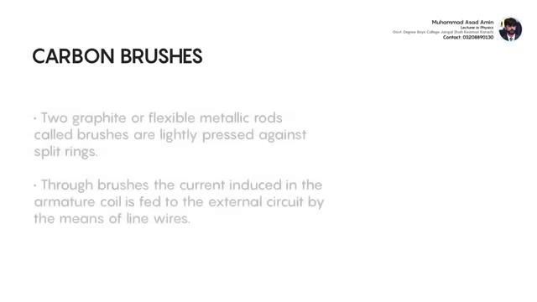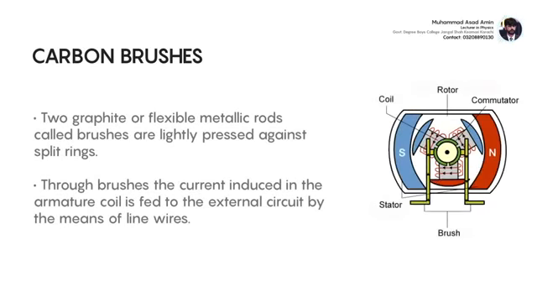The fourth component of DC generator is carbon brushes, which act as terminals. Two graphite or flexible metallic rods called brushes are lightly pressed against the split rings. Through brushes, the current induced in the armature coil is fed to the external circuit by means of the line wire.